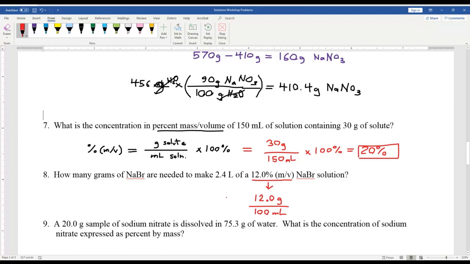Now, if I want to figure out how many grams of NaBr are needed to make 2.4 liters of solution, I'm going to start with the 2.4 liters after I recognize my conversion factor. What's the first thing that I'm probably going to have to do with this unit of liters? What do you think?